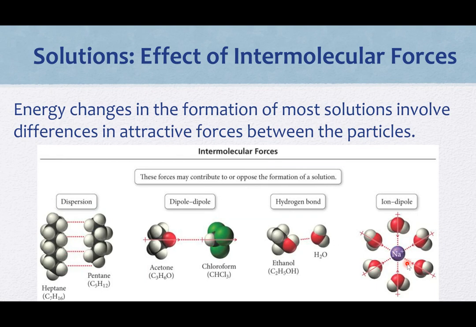So energy changes, which we'll talk about in a little while, in the formation of solutions is involved in the differences in the attractive forces between the particles. So are we trying to overcome dispersion to create a hydrogen bond? Are we trying to overcome hydrogen bond to create dispersion? So what types of intermolecular forces are happening between solutes and solvents that will determine whether or not something is soluble, something actually dissolves in solution, or would it rather just interact with itself and be insoluble, not dissolve in solution?